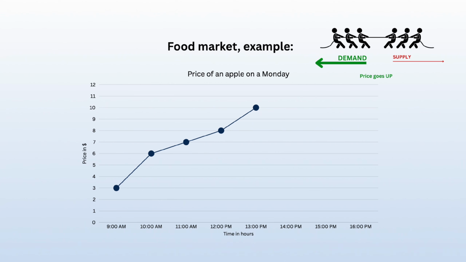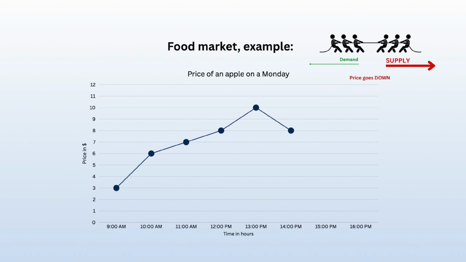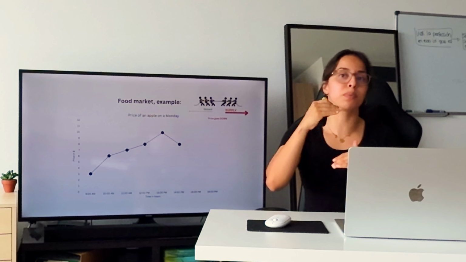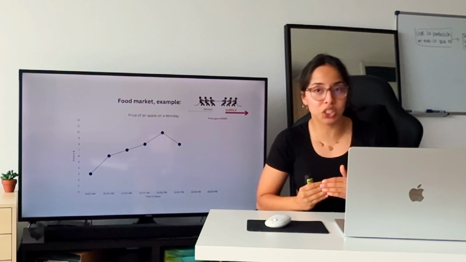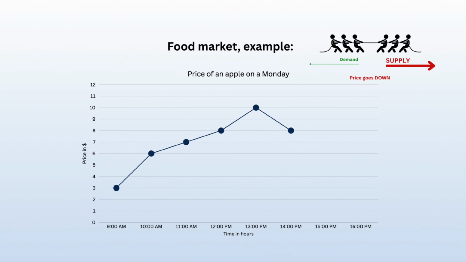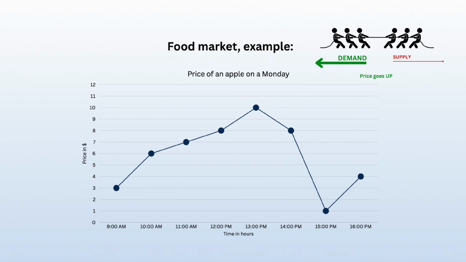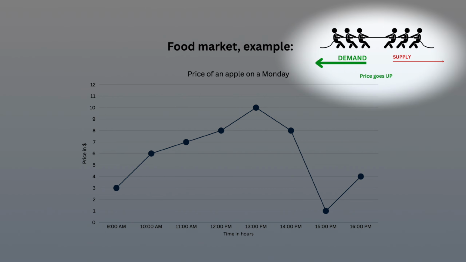Now here's the interesting thing. When 2 p.m. rolls around, take a look at what happens to the price. It decreases. It goes from $10 per apple to $8 per apple. So instead of having demand being higher than supply causing the price to go up, we've got the inverse situation where supply is higher than demand causing the price to go down. When 3 p.m. rolls around, same story. Supply is higher than demand causing the price to go down. And at the very end, the price goes up from $1 per apple to $4 per apple. And the price went up now not because supply was higher than demand, but because demand was higher than supply.